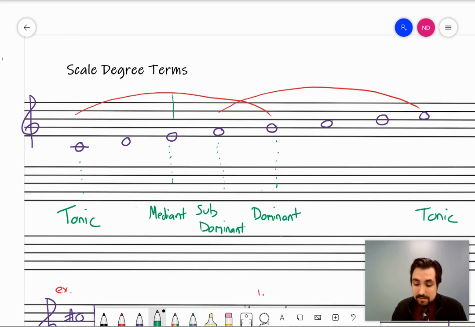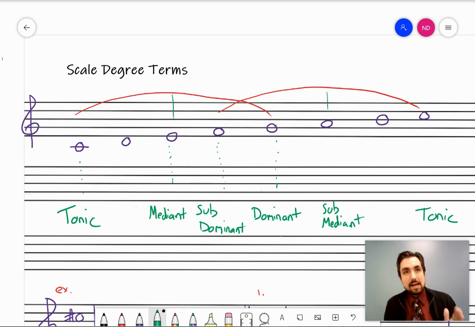Now, likewise, scale degree 6 is in between the subdominant and the high tonic. So this is going to get the name submediant. Now, you might be thinking, wait a second. If dominant was 5 and subdominant was what came before it, 4, why is submediant 6 and not 2? If the mediant's 3, shouldn't submediant be 2?